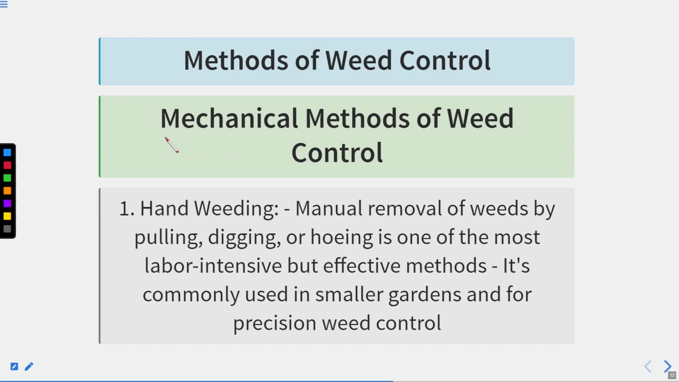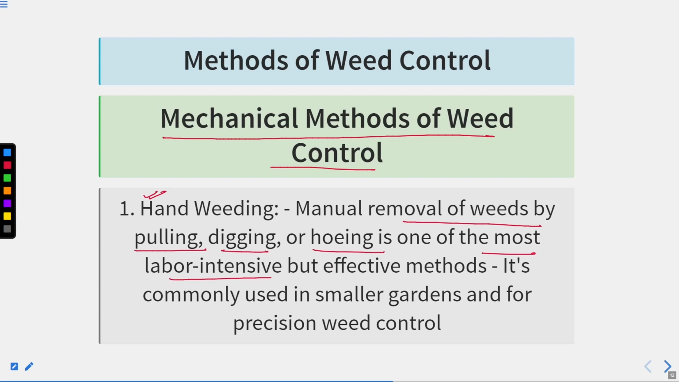Okay, so mechanical methods of weed control. Hand weeding: manual removal of weeds by pulling, digging or hoeing is one of the most labor-intensive but effective methods. Yes, it is quite a lot of labor, but I am sure this is the most effective method to have control over the weeds.